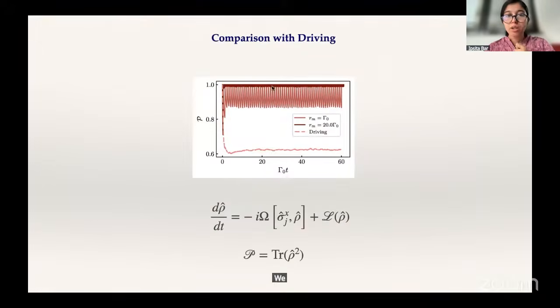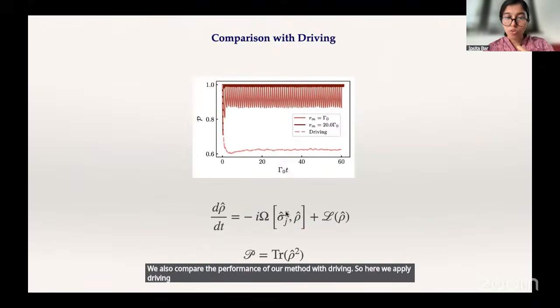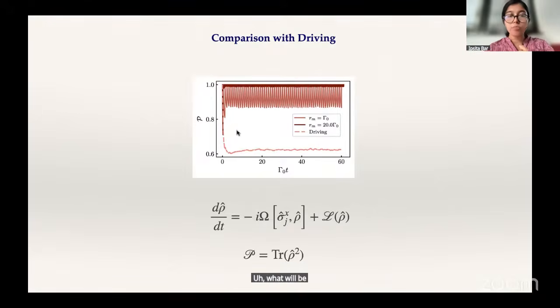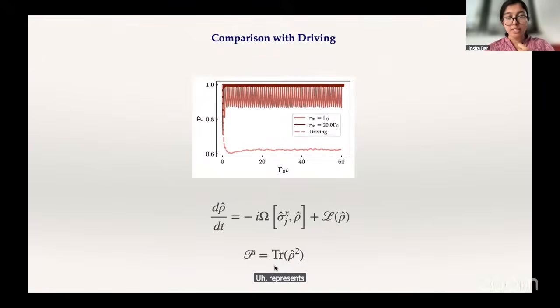We also compare the performance of our method with driving. So here we apply driving on one qubit, the qubit in the other case that we were measuring, and ask what will be the purity of the entangled state that is getting prepared. So what we see is that for the measurement case, we prepare a pure entangled state, but with driving, we prepare a mixed entangled state. So this purity here represents the mixedness of the state.